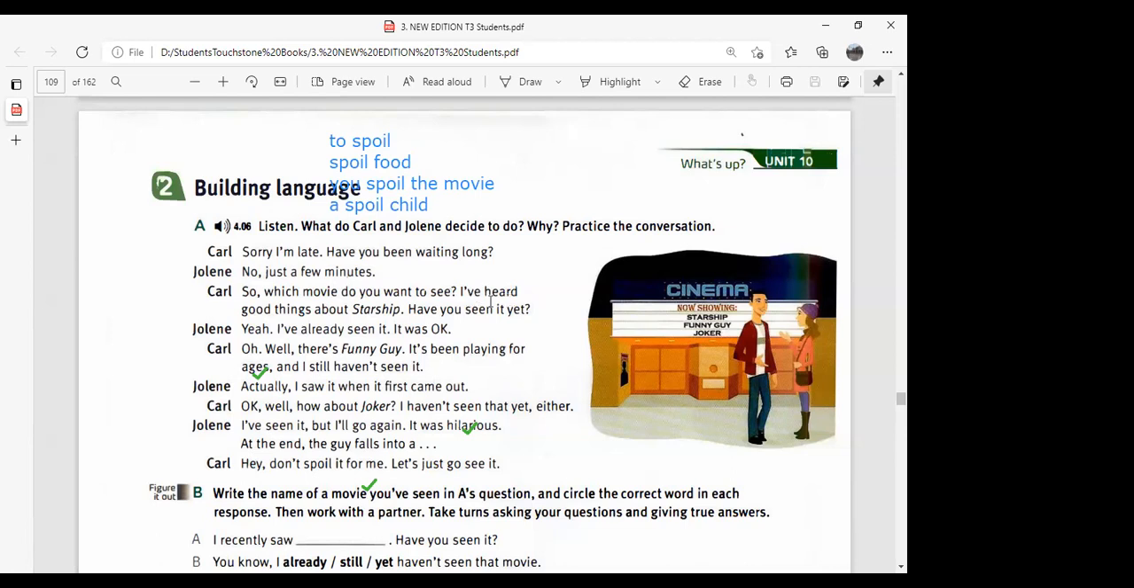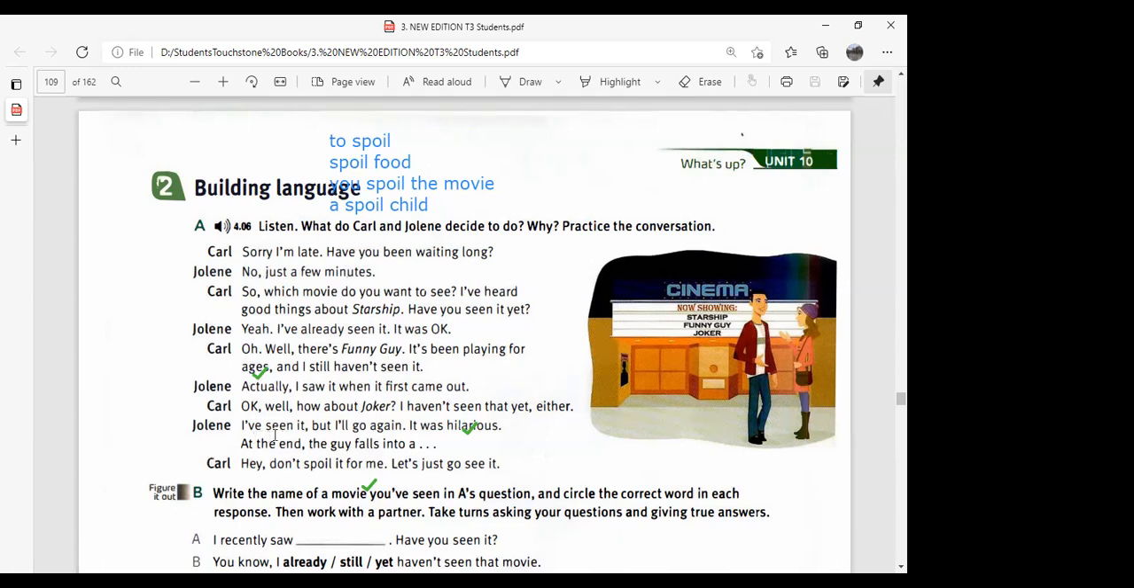I've heard good things about Starship. Have you seen it yet? It's like one song. Have you seen it yet? Yeah, I already seen it. It was okay. Oh, well, there's a funny guy. It's been playing for ages. And I still haven't seen it. Actually, I saw it when it first came out. You put it all together. I saw it when it first came out. You don't make a pause. You don't stop. Just when you have a comma. Okay, well, how about Joker? I haven't seen that yet either.